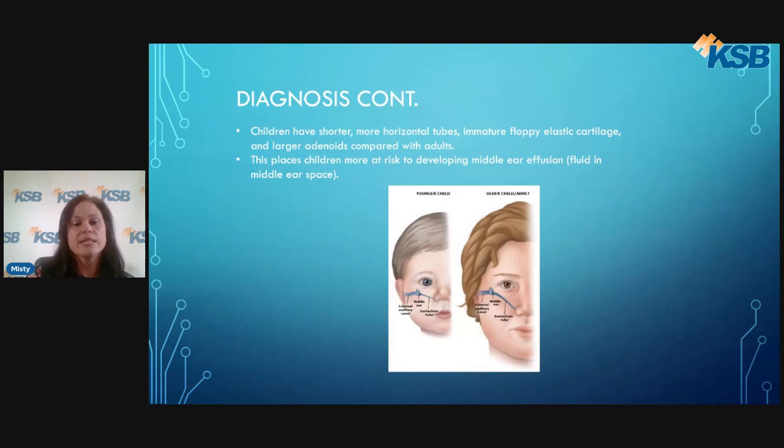The reason for that is because children have shorter, more horizontal tubes. They're immature, they're floppy, and they also have larger adenoids compared to adults. This places children more at risk for developing middle ear effusion, where fluid enters that middle ear space. As children grow, their faces elongate, and they generally grow out of this.